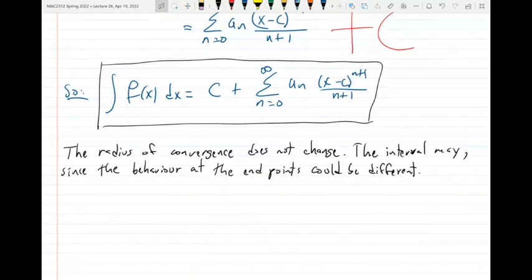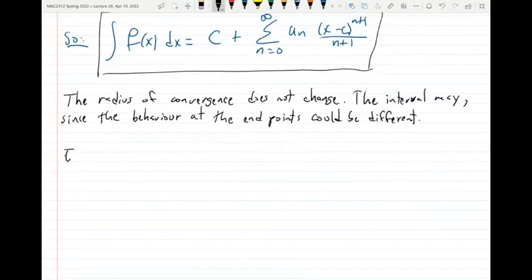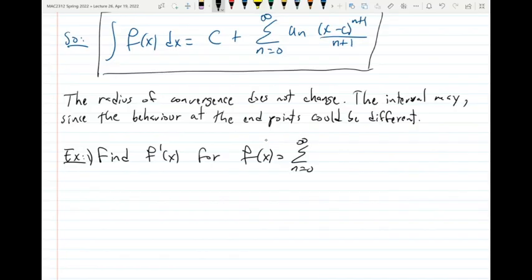Okay, so let's do an example so you can see this in action. Example number 1. Find the derivative for the function f of x defined as the sum from 0 to infinity of x to the n over n factorial.